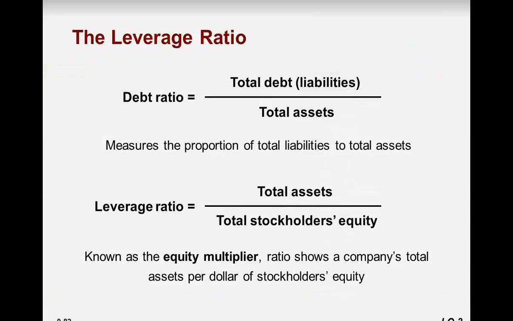We can look at a couple more ratios. We're getting close to the end of the slides here for tonight. The leverage ratio is the debt ratio, total debts divided by total assets. It measures the proportion of total liabilities to total assets. We may look at the leverage ratio of total assets divided by total stockholders' equity. This is known as the equity multiplier. The ratio shows the company's total assets per dollar of stockholders' equity.